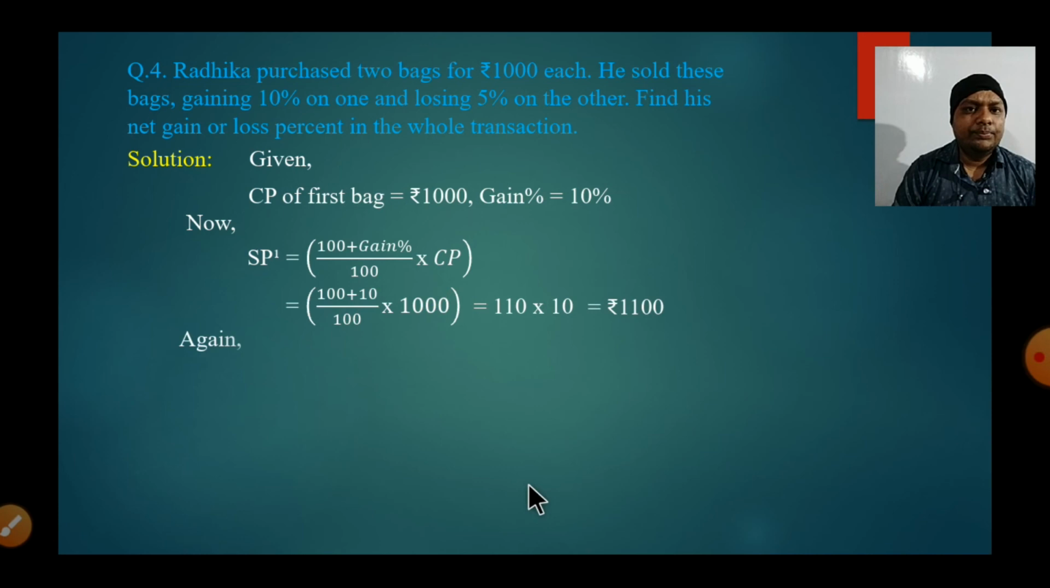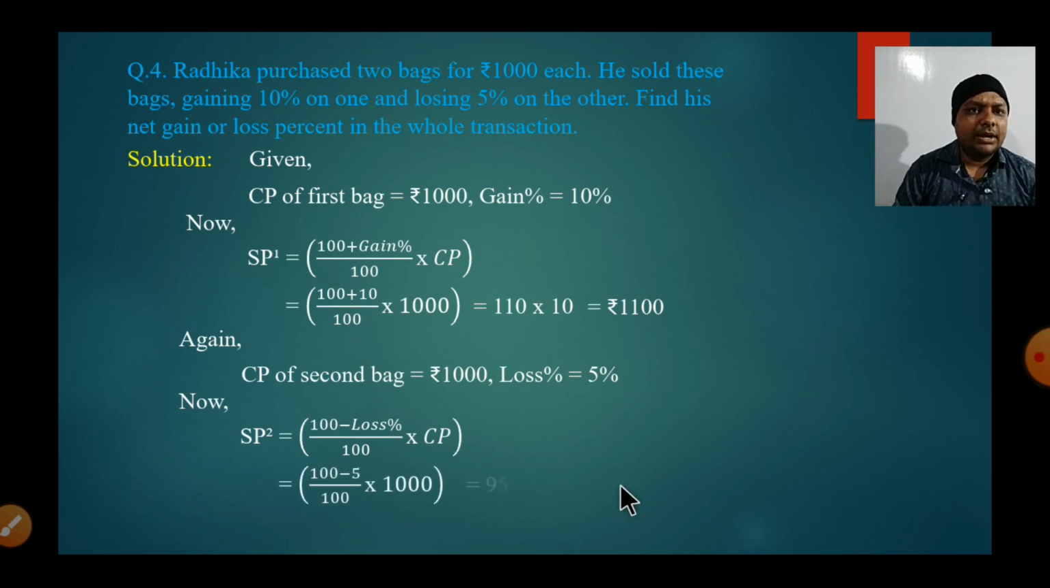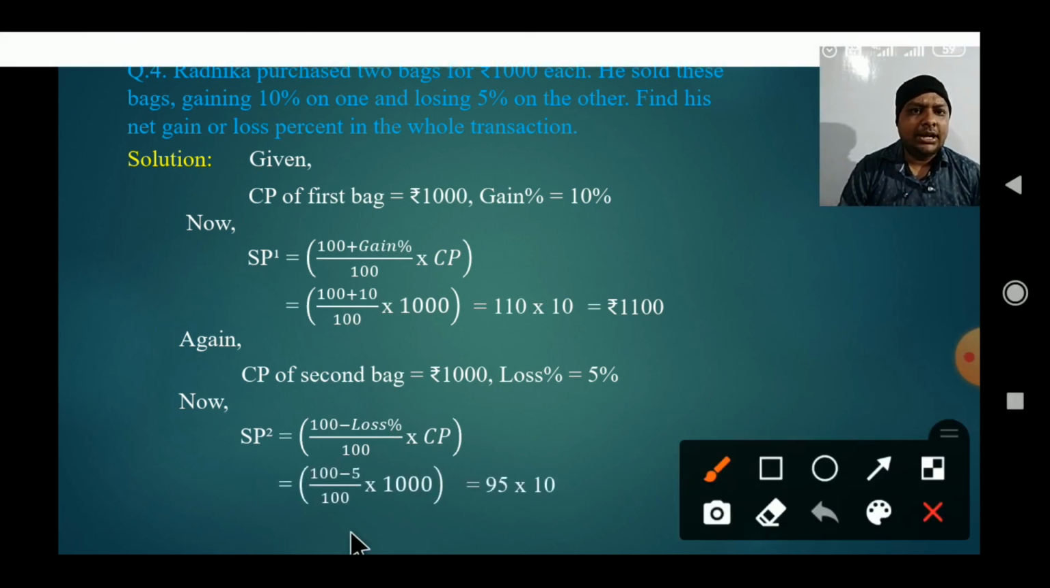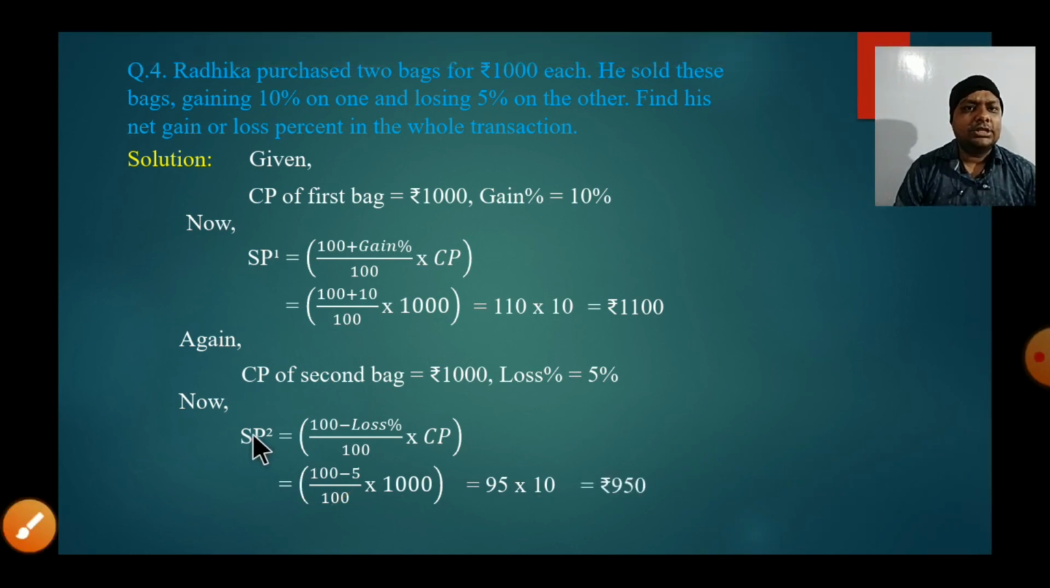Now again, the CP of the second bag is the same. The CP of the first bag and the second bag is 1000. But on the second bag he lost 5%. So let's find SP second. SP second will be (100 minus loss percent) by 100 into CP. Put the value: 95 by 100 into 1000. Again you can see the 100s cancel out. 95 into 10 will be 950. And 950 will be the second SP. It means the SP of the second bag.